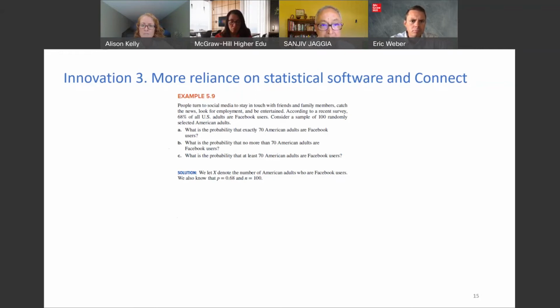And not only that, we can also now have more time to emphasize creating the right probability statements. So when it's asking, what's the probability that exactly 70 American adults are Facebook users, we want students to know, first of all, it's a binomial distribution. And secondly, we are finding the probability of X equal to 70. Whereas in B, it's the probability of X greater than 70. We know that p, the probability of success here, is 0.68.